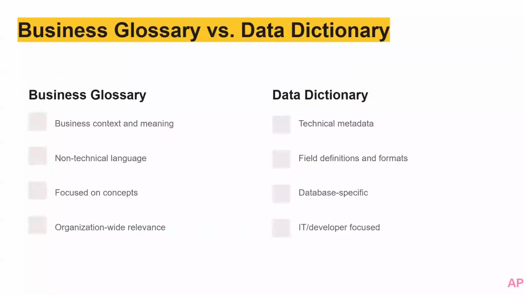And I think there might be some questions around what the difference is between a business glossary and a data dictionary. From a glossary perspective, this is leaning much more towards the business perspective. It's non-technical language, it's focused more on concepts, and it's relevant organization-wide. Whereas with the data dictionary, we're talking about the technical metadata. If I have a schema or a table or a column, what does that mean? These are the field definitions and formats. They're database specific and much more focused on the analyst. You're not going to have a dean go in there looking up what SA term means.